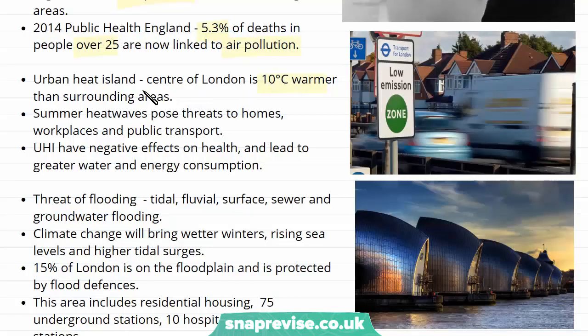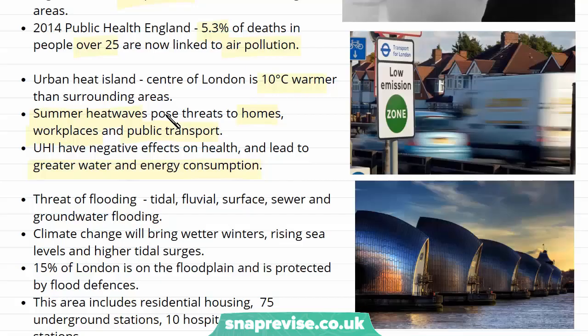And this can lead to summer heat waves occurring during the summer, and this poses a threat to homes, workplaces and public transport as well. It also has negative impacts on the environment, because this will have effects not only on health but also leads to greater water and energy consumption, to try and cool down during these heat wave periods.